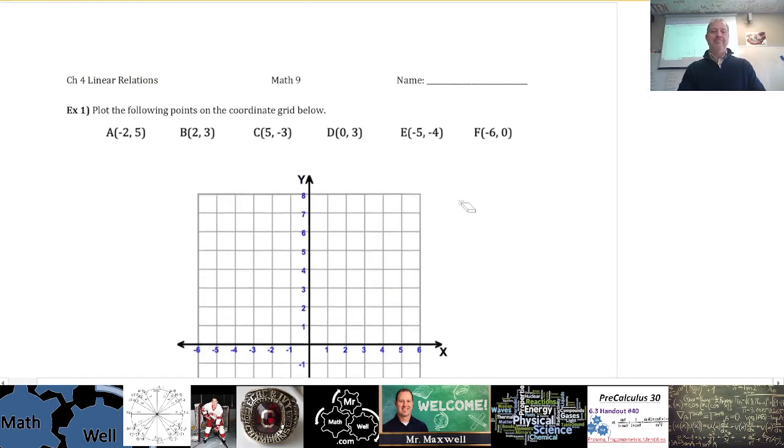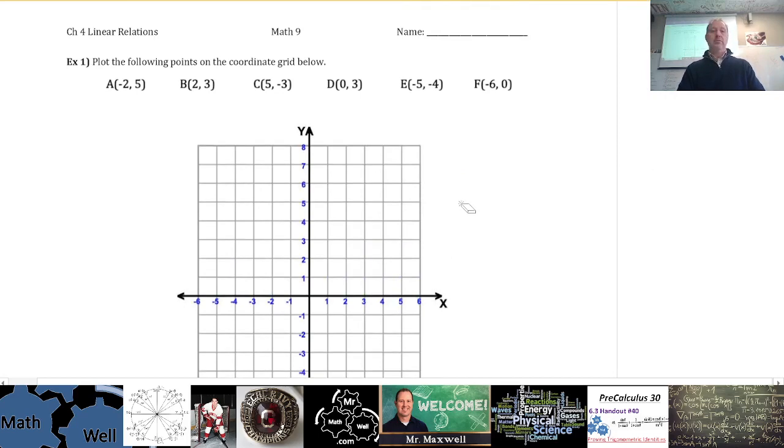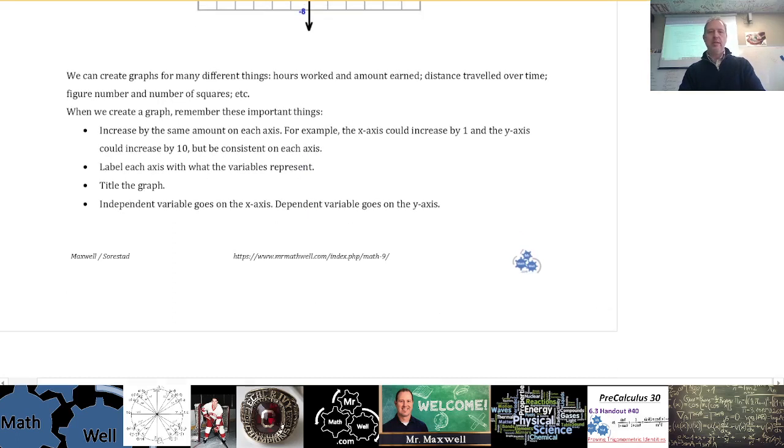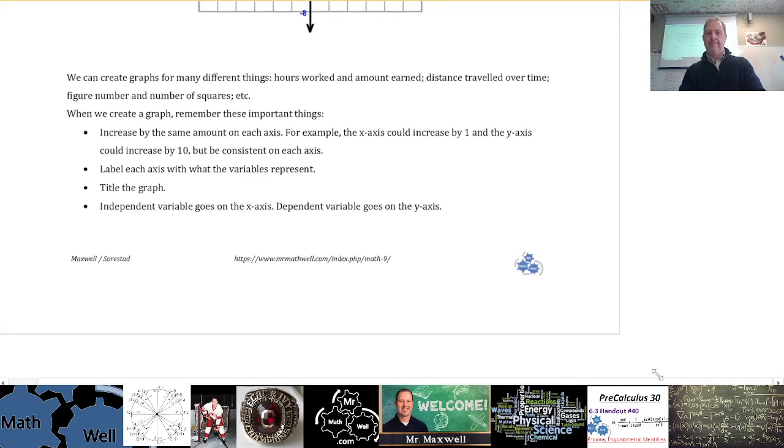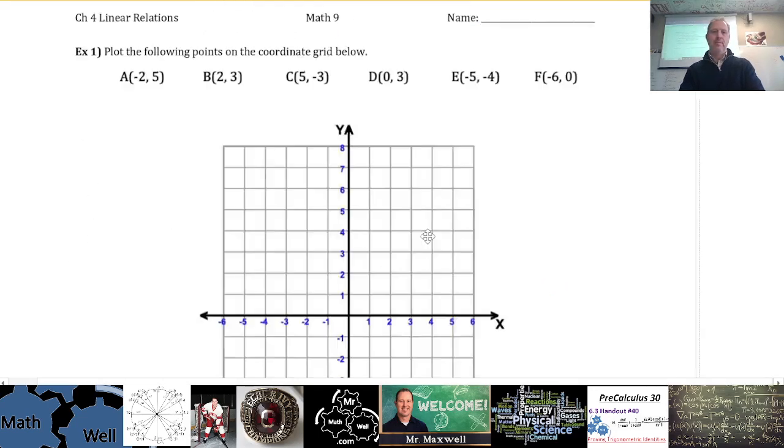Okay. So let's get some practice here. Let's plot the following points on the coordinate grid below. All right. Oh, look at that first one. That's almost the exact same. Sorry, I'm just going to make this a little bit bigger. Just going to stretch this out a bit. All right. Cool. Okay, plot the points on the grid.